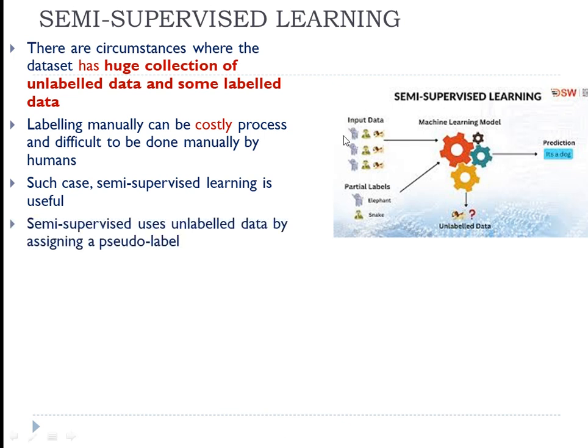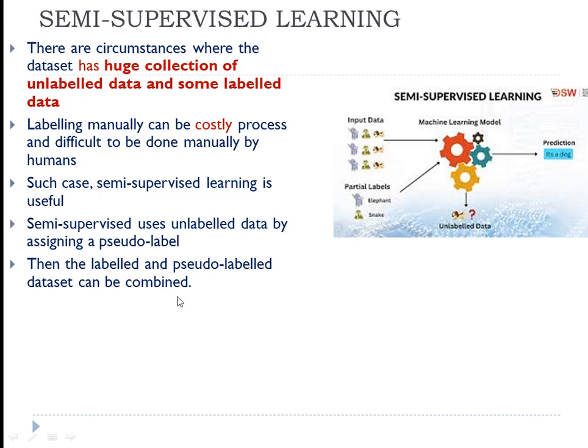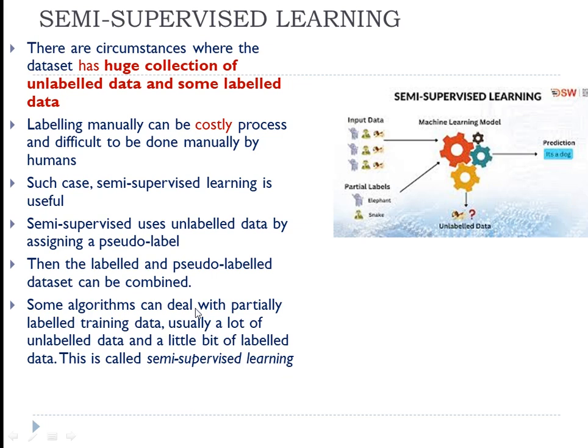So in semi-supervised learning, as you can see in this diagram, this is our input data where I have huge data which is unlabeled, and I have only a few data which is labeled. In such cases, go for semi-supervised learning, where you are using unlabeled data by assigning a pseudo label. You assign a pseudo label, or a false label, to the unlabeled data. So labeled data and pseudo-labeled data combined become our training data set. There are quite a few algorithms which can deal with such partially labeled training data, where you have some unlabeled data and a little bit of labeled data. That's called semi-supervised learning.